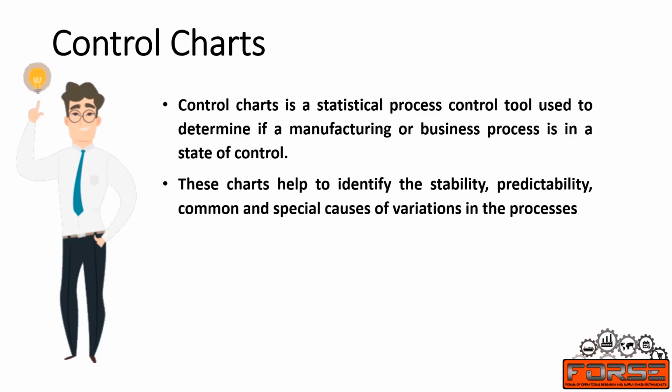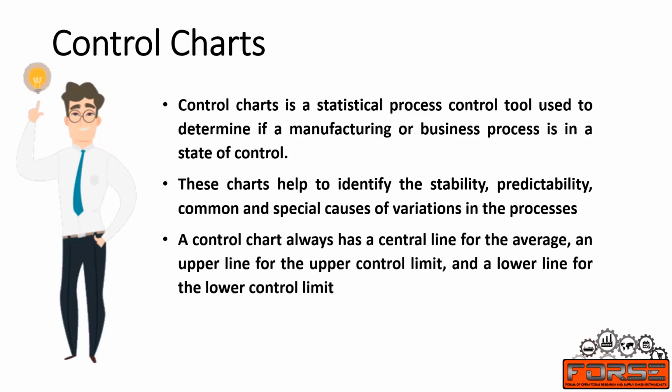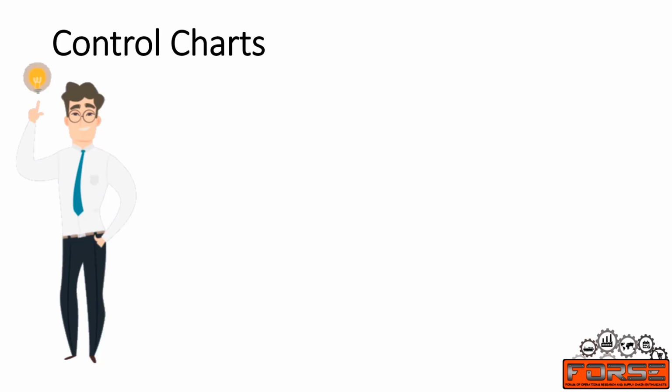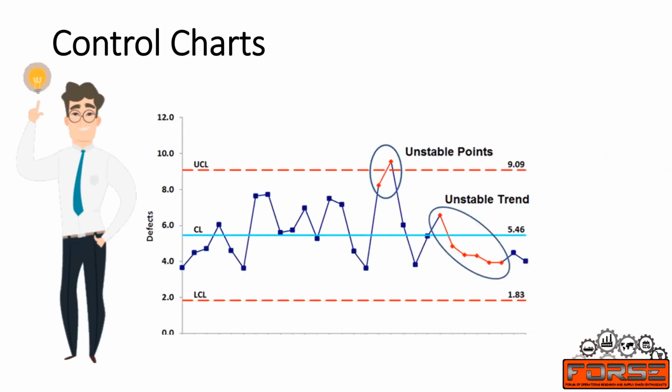These charts help to identify the stability, predictability, common and special causes of variations in the processes. A control chart always has a central line for the average, an upper line for the upper control limit, and a lower line for the lower control limit. He established the upper and lower permissible limit of metal sheets as 9.09 and 1.83 units and the ideal thickness as 5.46 respectively, and monitored all the sheets thoroughly for any anomalies.